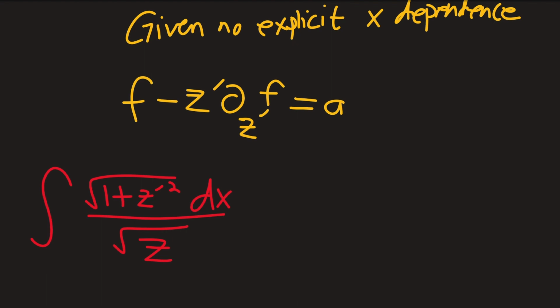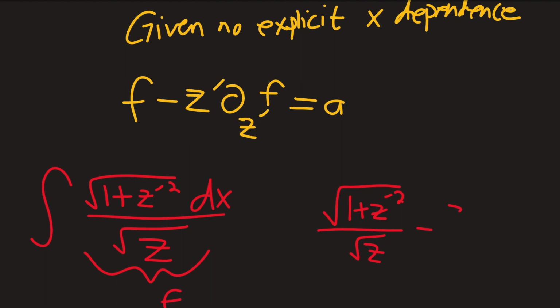And then we can just apply this right here. It's really not that bad, kind of surprisingly. So we have the square root of 1 plus z prime squared, because after all, this is just our f right here, over the square root of z, minus z prime times the partial derivative of f with respect to z prime, meaning that our square root of z is actually just a quote-unquote constant out front.